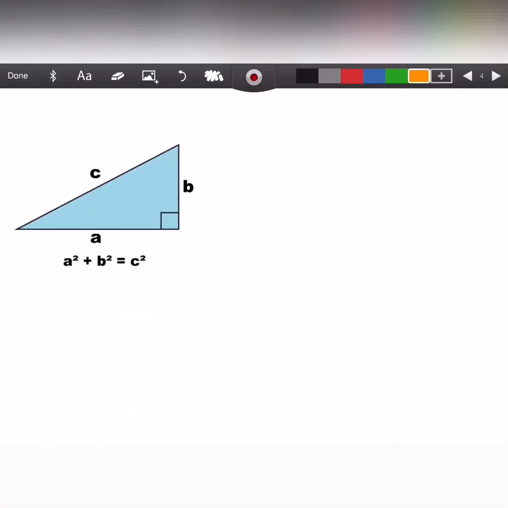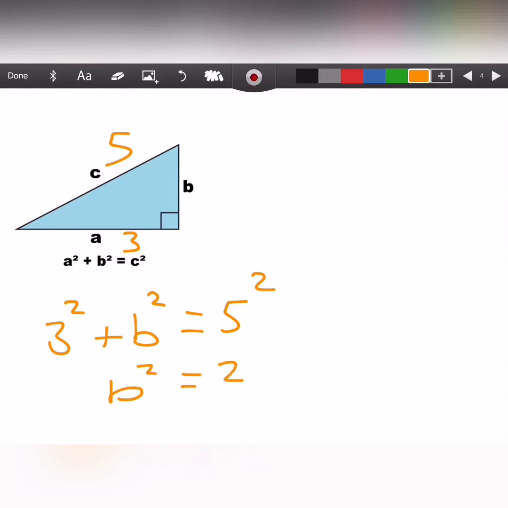And we can rearrange this equation to find shorter sides. So our long side is 5, this side is 3. So 3 squared plus b squared equals 5 squared. b squared equals 25 subtract 9. b equals the square root of 16, which would equal 4.